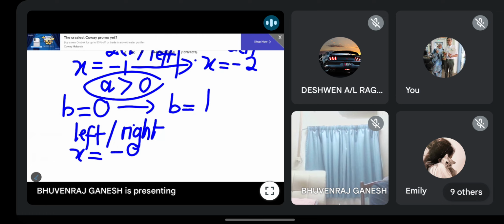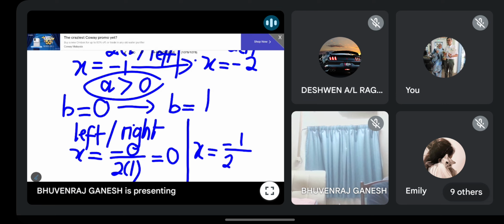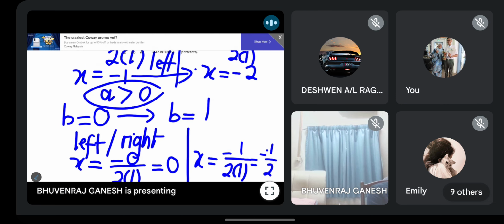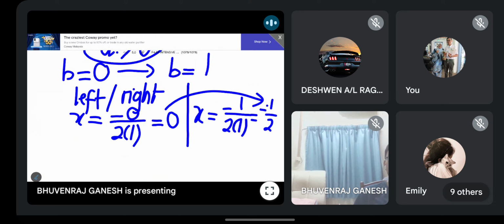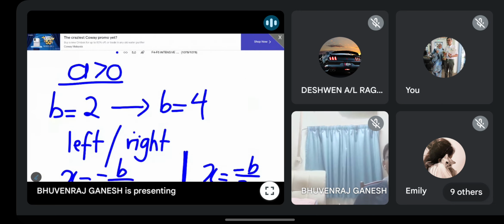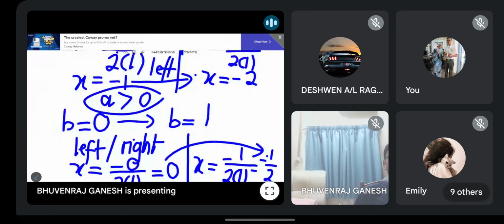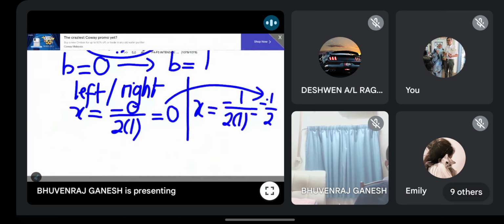X is negative b over 2a. I assume a is 1. So you will get 0 for the first case. Second case, you will get negative 1 over 2 times 1. So you get negative half. Okay, so 0 change to negative half, you shift to the left. Okay, pergi ke kiri. Okay guys, get it? So this is the first scenario. You all must know when the b value increase, b equal 2 to b equal 4 or b equal 0 to b equal 1.